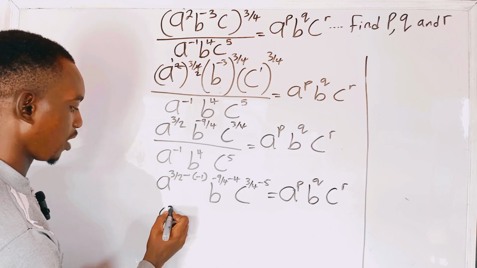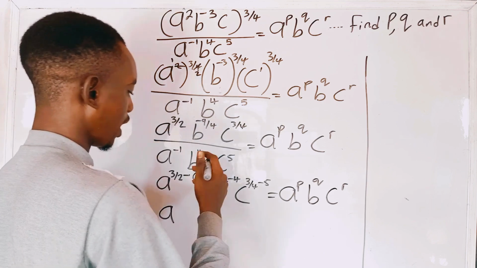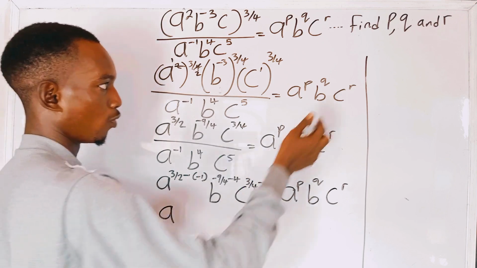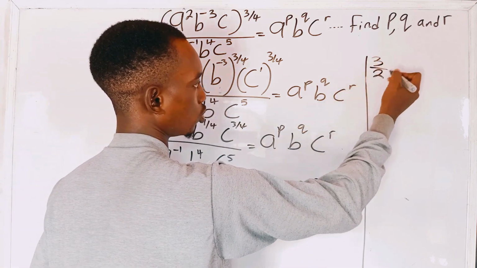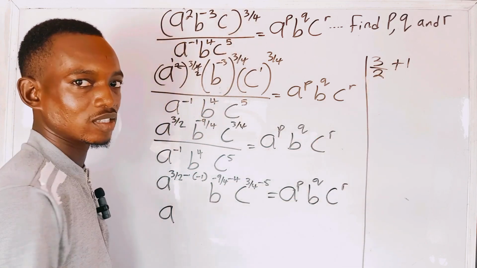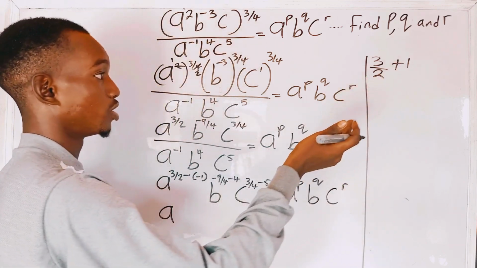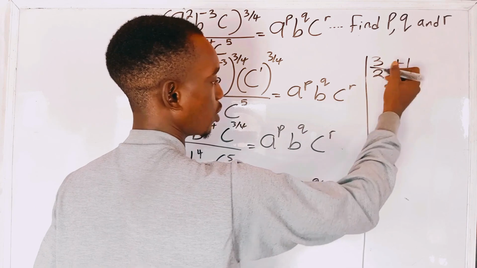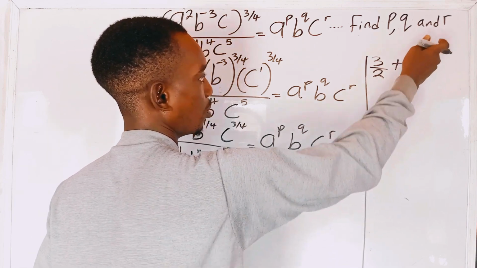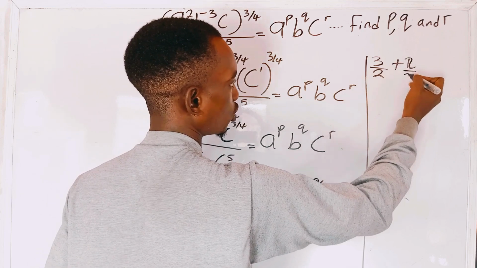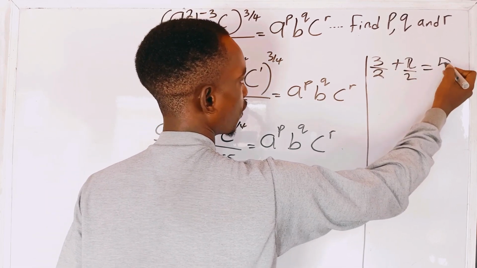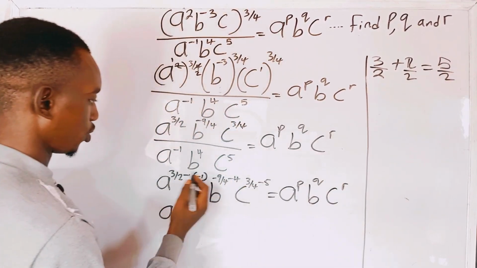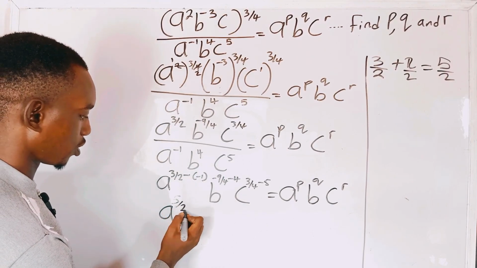Now we're going to have A to the power of, 3 over 2 minus negative 1. That will give us 3 over 2 plus 1. So we have to add these two together. Let us use a shortcut. We want an equivalent denominator, so we multiply 1 up and down by 2. So we have 2 over 2 here, and we'll be left with 5 over 2. So this gives us 5 over 2.